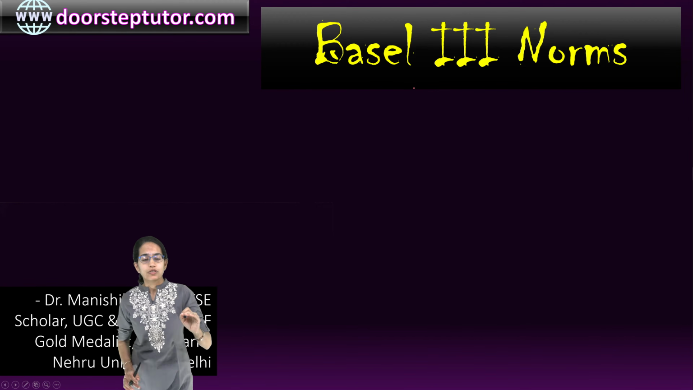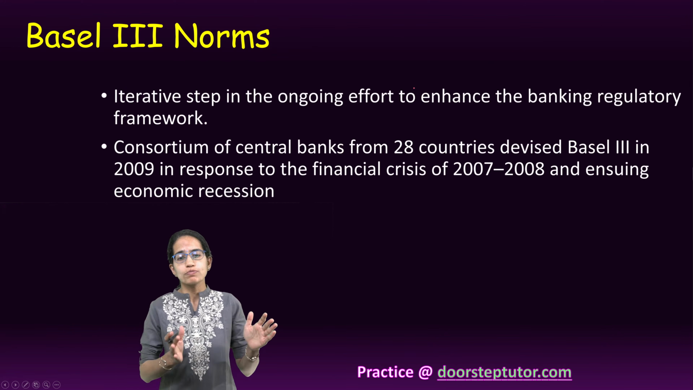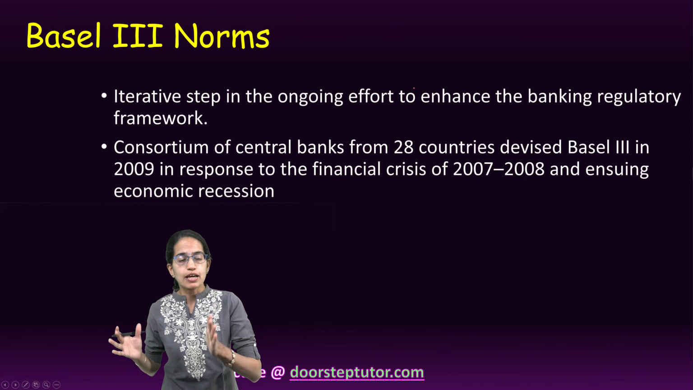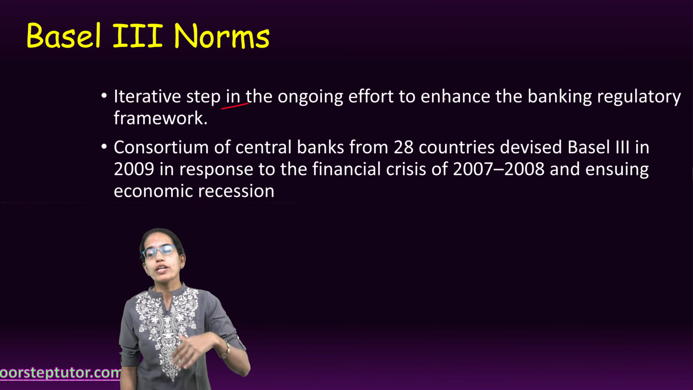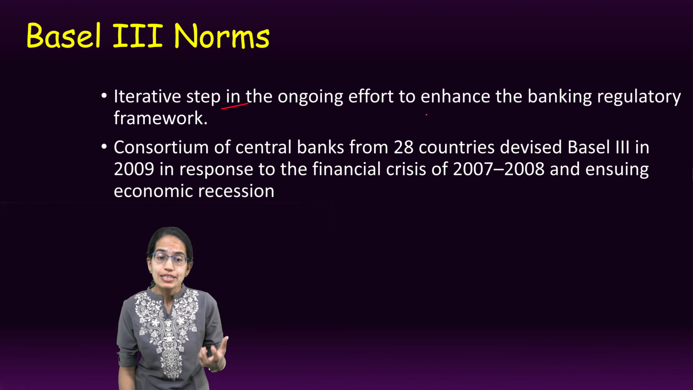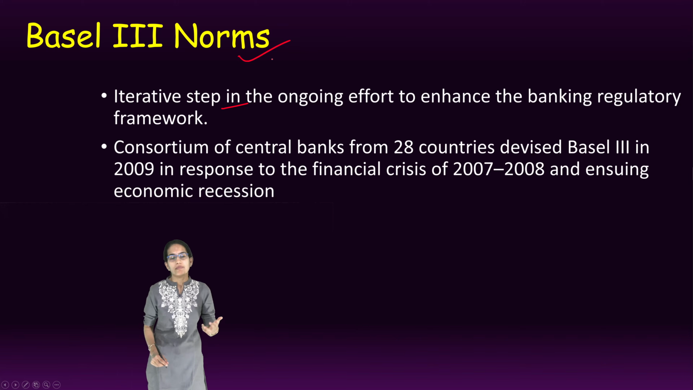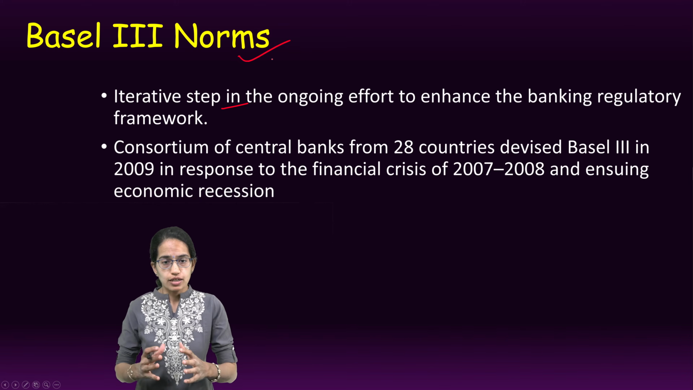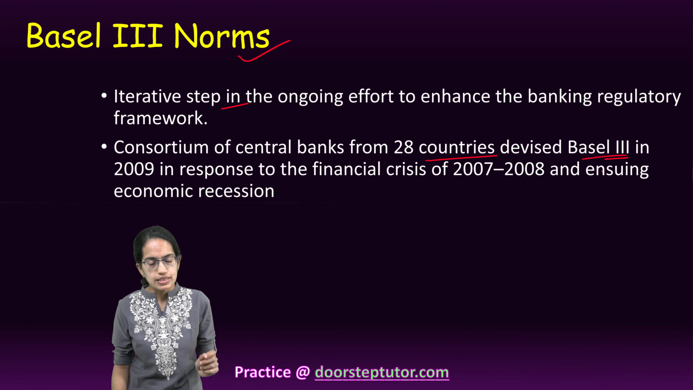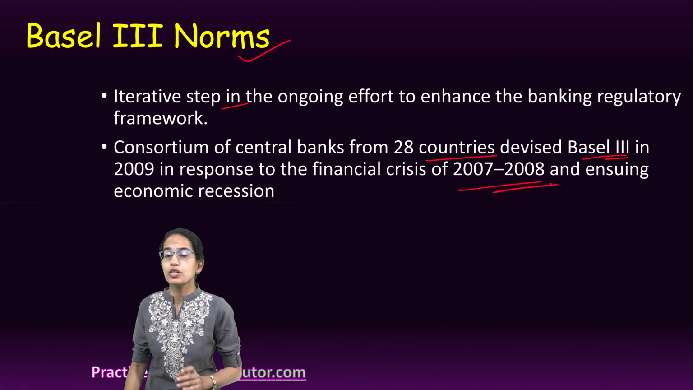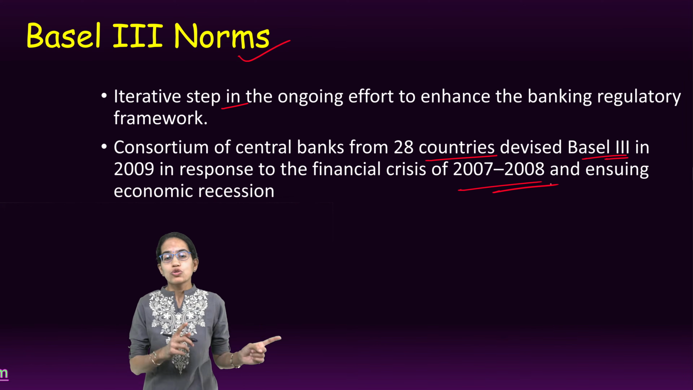Norms are the standards which have been laid down for the banking system. Previously there were Basel I norms, Basel II norms, and the latest ones are Basel III norms. Now this Basel III is an iterative step for enhancing the regulatory framework, and it is believed that since India works on the Basel III norms, the banks are more stable. This is actually a consortium of 28 countries who came together to devise the Basel III norms, in response to the financial crisis that happened in 2008 and throughout the recession.